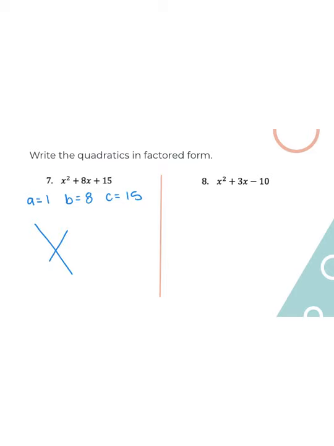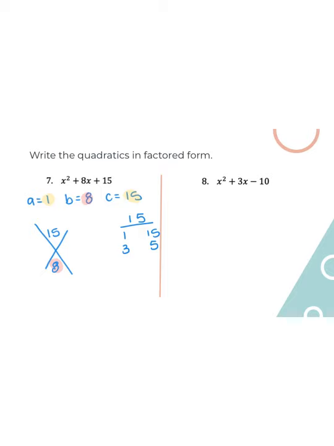Set up my X. I'm going to find the product of my A times my C. So 15 times 1 is 15. B goes on the bottom, so this 8 is going to go down here. I'm going to find all my factors of 15. It's 1 and 15, 3 and 5, 4 no, 5, well, yes, we already have 5.